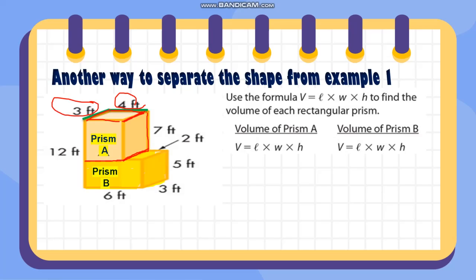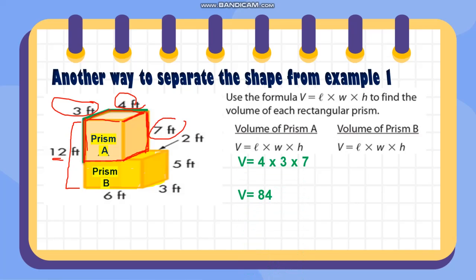And your height is, this is your height, which is equivalent to 7 feet. This is your height from here up to here only. And that is not 12 feet. Why is it not 12 feet? Because 12 feet is the combination of the height of prism A and prism B. Since your height is only until there, it is equivalent to 7. So 4 feet, 3 feet, and 7 feet. We just simply multiply, and that is equivalent to 84.